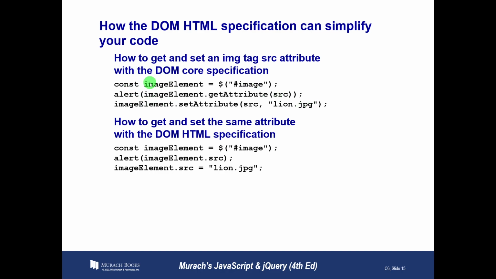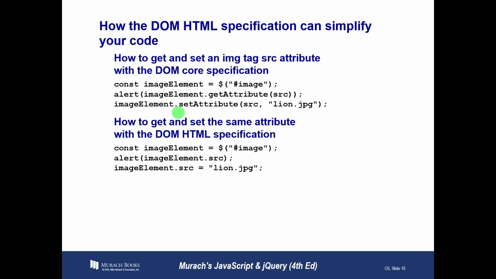Let's do the same thing now using the DOM HTML specification. We're still using the dollar selector, the dollar function, to get the item with an ID of image. That's no different. But now we can just do this, image element dot source. So we're using this dot source property to look at the image element and putting that out in an alert, in a pop-up. Does the same thing that this alert does. This is just shorter and easier to write. So you'll probably find yourself liking to use the DOM HTML specification a lot more than the DOM core specification.